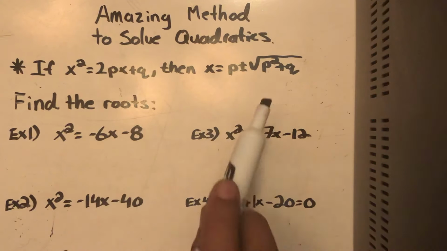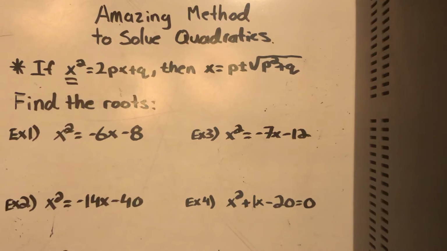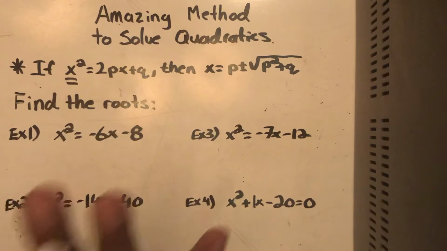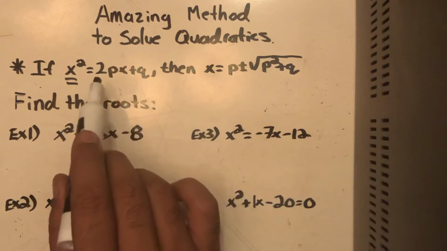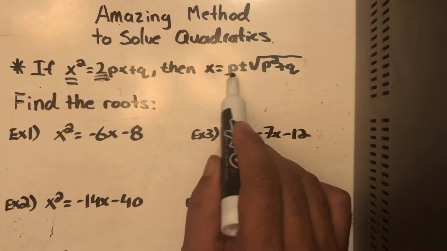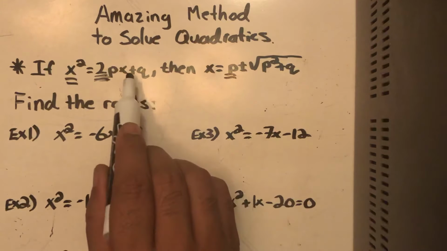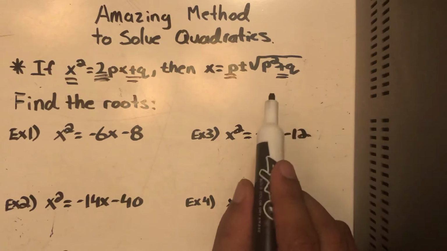So something I want you to pay attention to. One is notice how the x squared is isolated. So that's good. That makes it clear that I'm just going to isolate the x squared term, the quadratic term. Second thing is notice how whatever the linear coefficient is, 2p, p is just half of that. Notice how q is the constant, and it's right here as well. So let's put those ideas together.